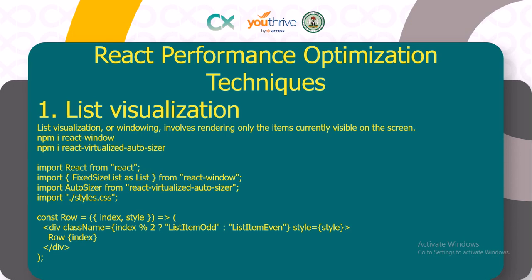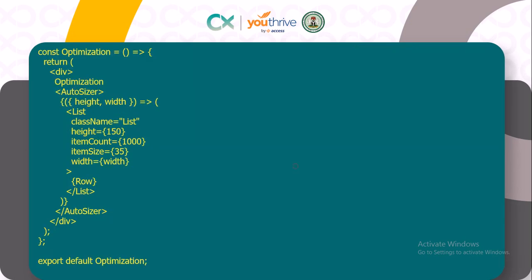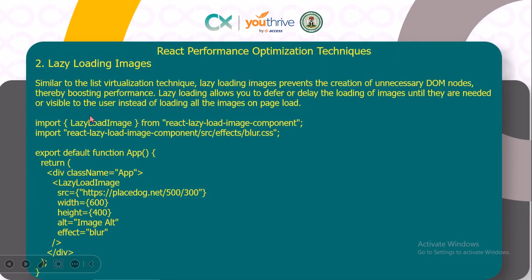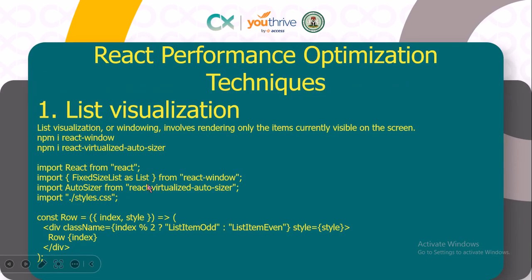Now to do that, we need to install two packages: npm install react-window and npm react-virtualized-auto-sizer. Then from the documentation, we are going to see a code that looks like this, and we are going to add it to our page or to a component, and that will work. So let's begin.